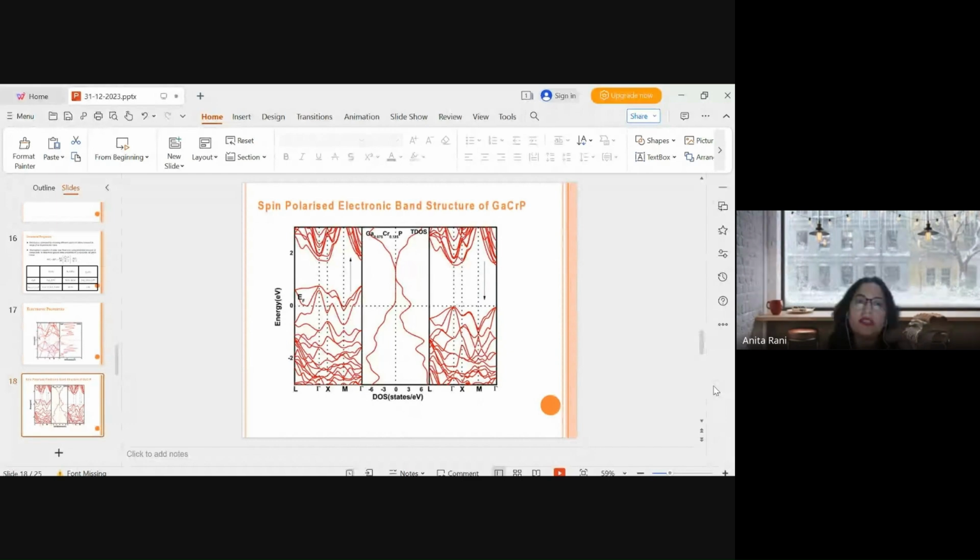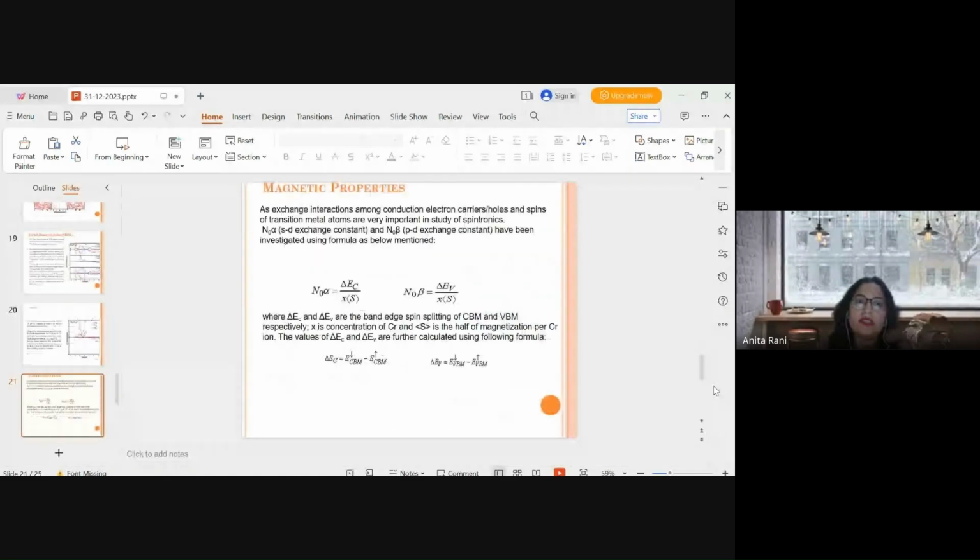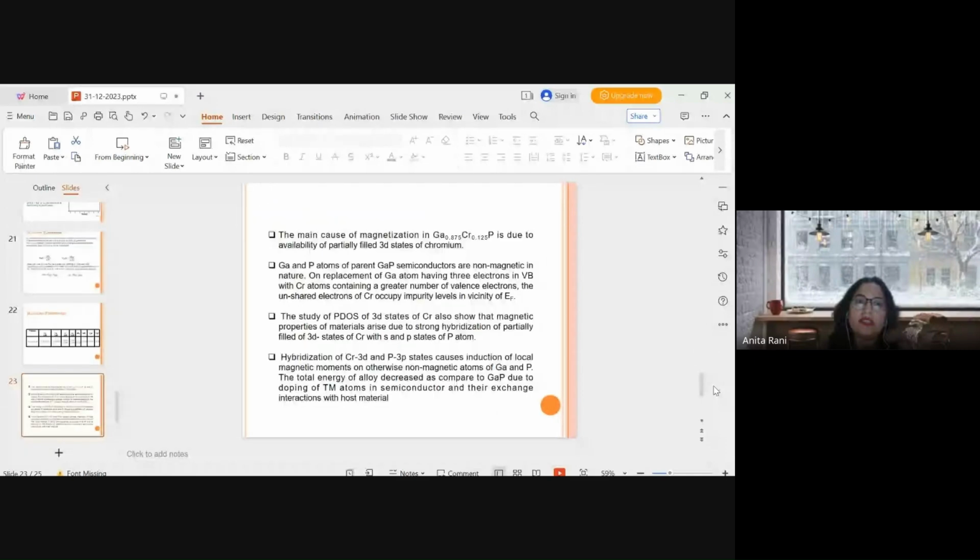These are the partial density of states, and these are the parameters that we have used to find the magnetic properties of the materials. From the magnetic properties, we found that gallium and phosphorus are both non-magnetic, but when they are doped, they show some magnetic moment. So that's why this system shows magnetic properties.